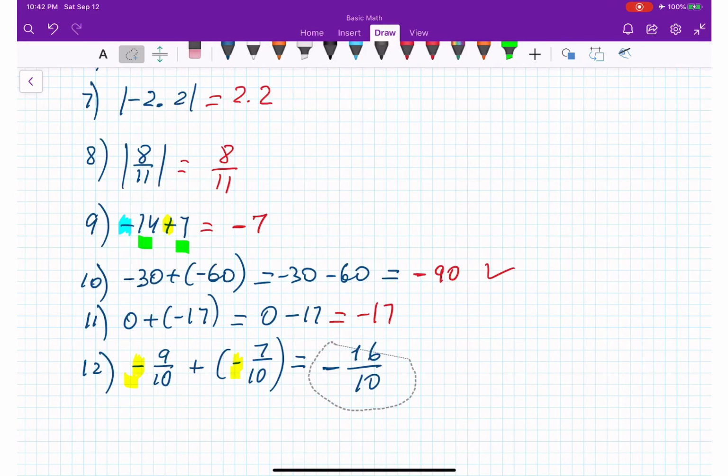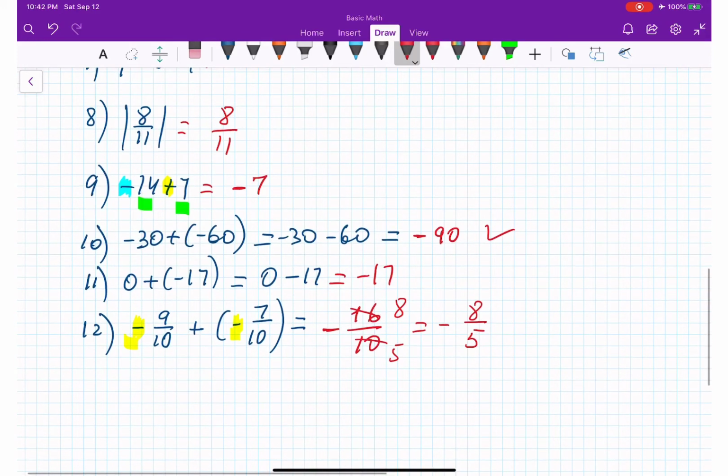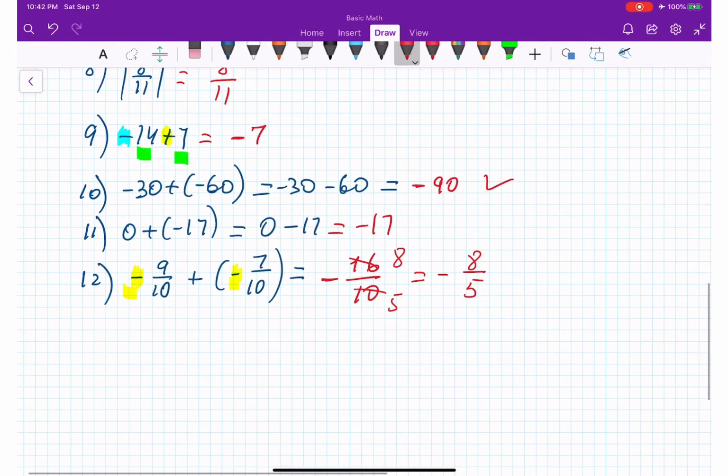That's all. So let's see. Every time when you get a fraction, we need to see if we can simplify 16 and 10. Can I divide by 2? Yes. Here will be 8. Here will be 5. So the answer will be negative 8 over 5. Always check if you can simplify. Always. If somebody wants more explanation for these fractions, go to my basic math. There is detailed explanation for addition and subtraction of fractions.